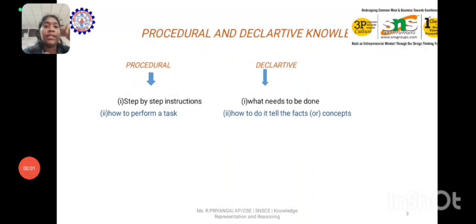Okay, now we're going to start procedural and declarative knowledge. Procedural knowledge is nothing but step-by-step instructions. For example, if we want to make a coffee, we have to derive the step-by-step procedure for how to do it. But in declarative, we just say we want to make coffee.